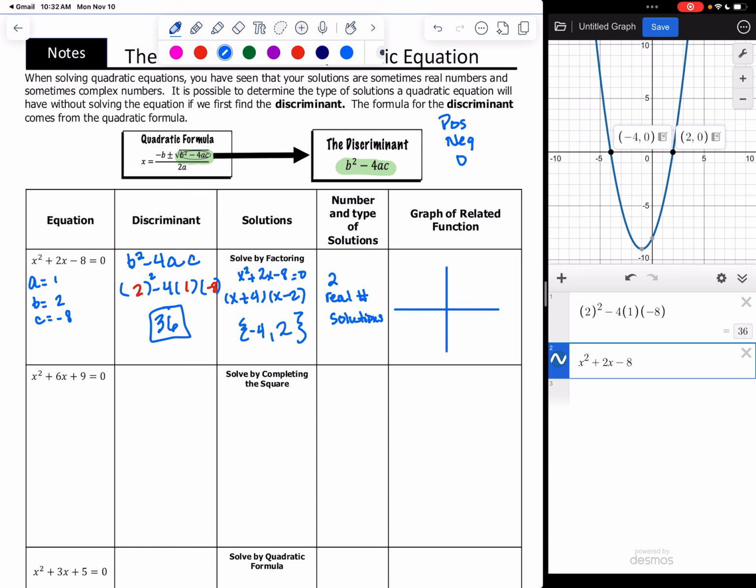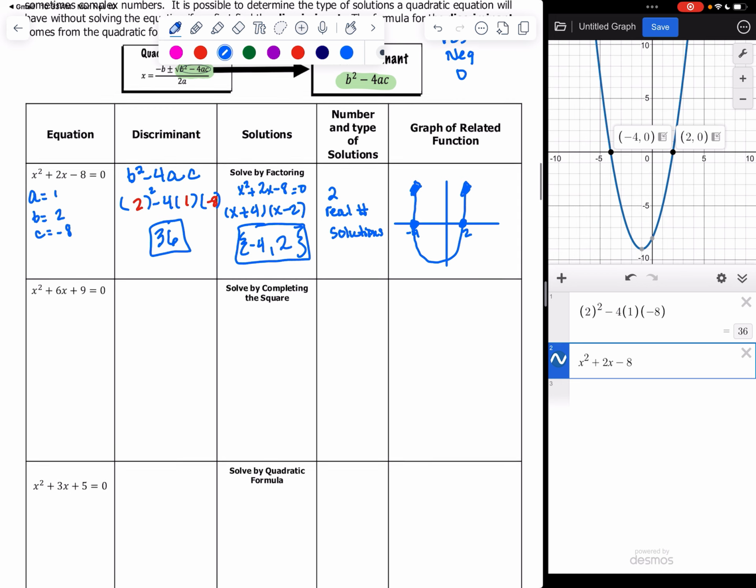You don't really have to label this, but put one of your zeros there at negative 4, put your other 0 at positive 2, and then for the rest, just make sure it opens up. But again, nothing fancy. We're not plotting a bunch of points. What I want you to mainly pay attention to is that our two zeros are the same as our solutions. Okay. In our next problem, we have x squared plus 6x plus 9.